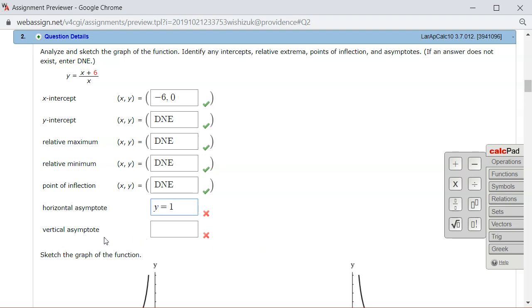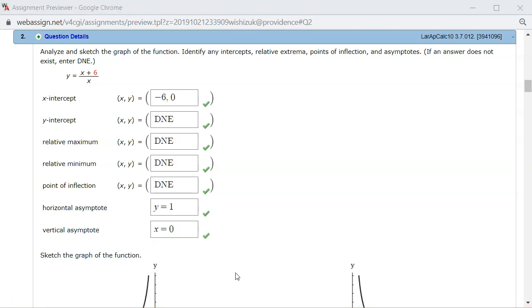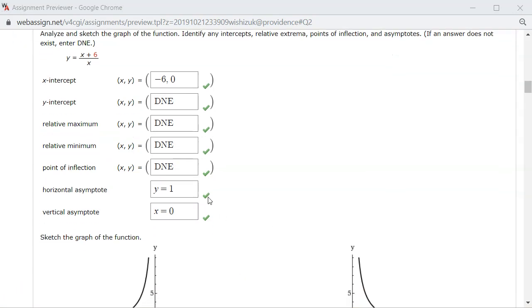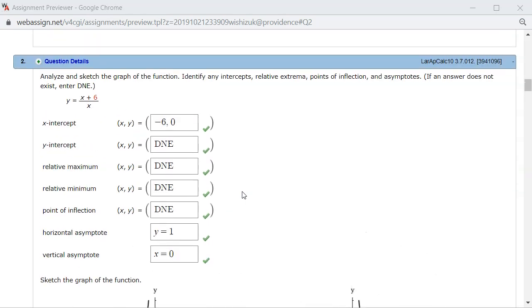About the vertical asymptote: there is no common factor on top and bottom, and since it's a rational function, we set the denominator equal to 0. So x equals 0 is the vertical asymptote. Let's check the answers. I came back and it looks like we got the asymptotes correctly, and we can just pick the correct picture.